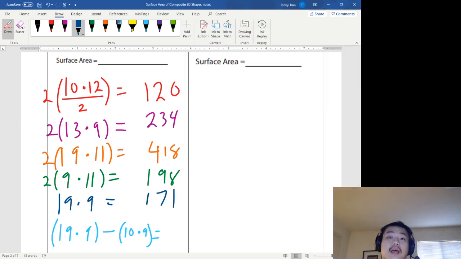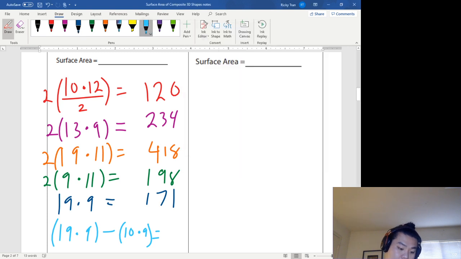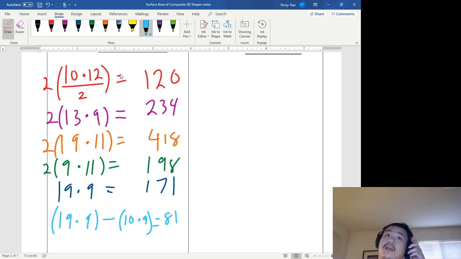And then we have 19 times 9. Oh, that's 171. And then 10 times 9, which is 90. So it's just 171 minus 90, or 81. Okay, and then we just add all this together.